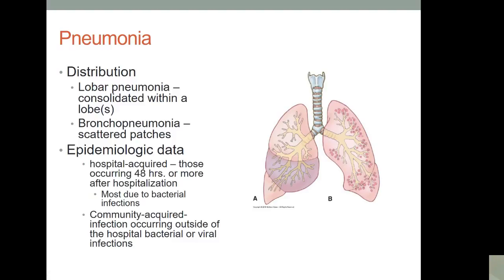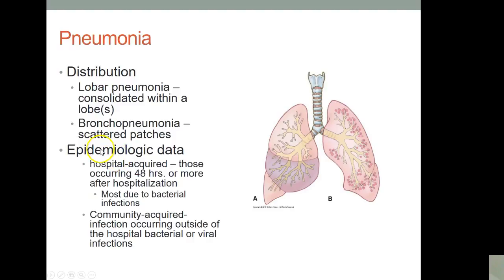So, distribution. Lobar pneumonia is where we have consolidation within a lobe or lobes. So it completely fills an entire lobe or lobes. Bronchopneumonia involves scattered patches of pneumonia spread throughout the lungs.